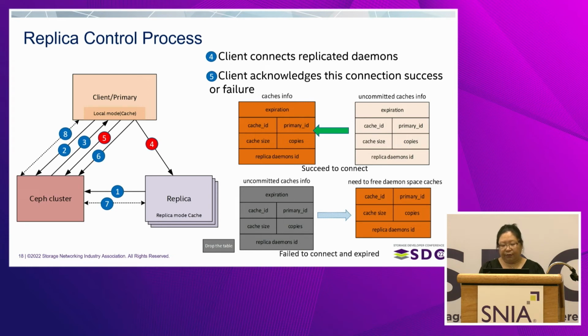If there is a failure, this uncommitted cache info will be converted to the need-to-free daemon space caches. So it records that this replica's cache needs to be freed from these replica sets. In this table, there are the replica daemon IDs. So next time, when the replica connects to the Ceph cluster, it will tell the replica you need to free the caches. So this uncommitted table will be dropped and converted to need-to-free daemon space cache.